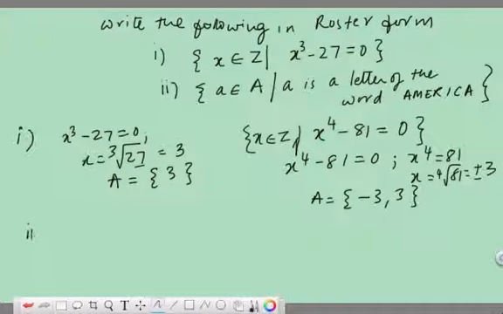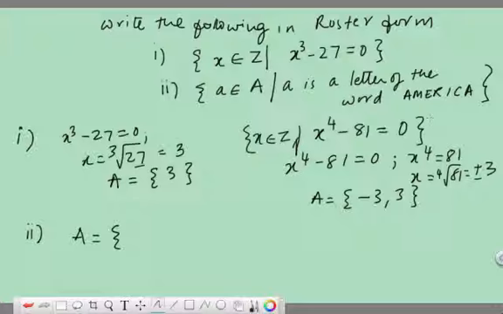So let's work on that second set. A belongs to capital A, such that small a is a letter of the word America. Again, we can represent the set with capital A, and we have to define the members of the set, and the members here are letters of the word America. One of the important rules of a set is that a set will not have duplicate members.